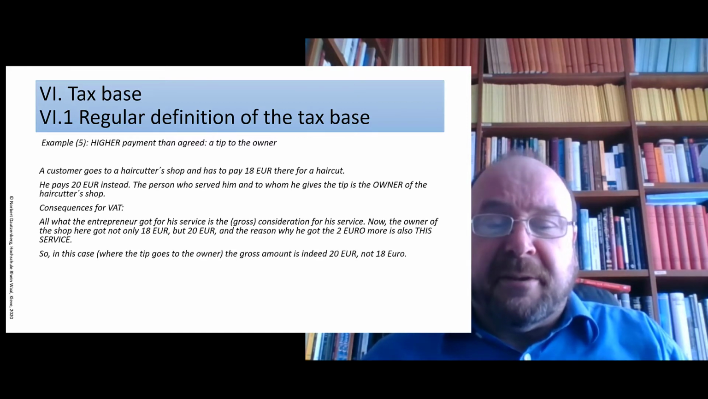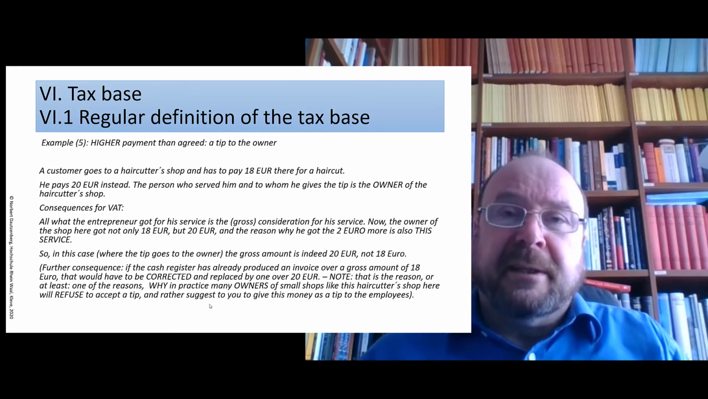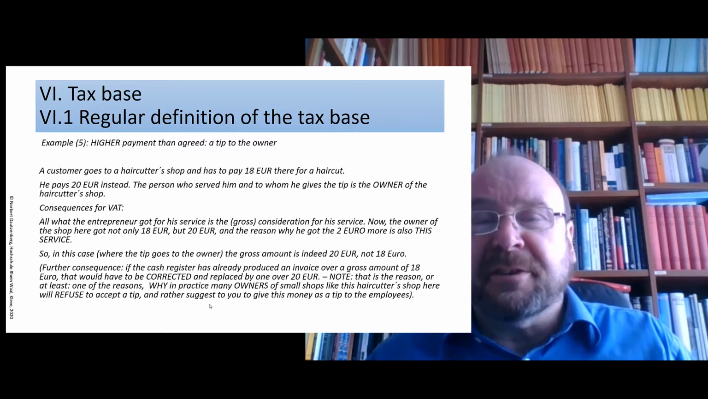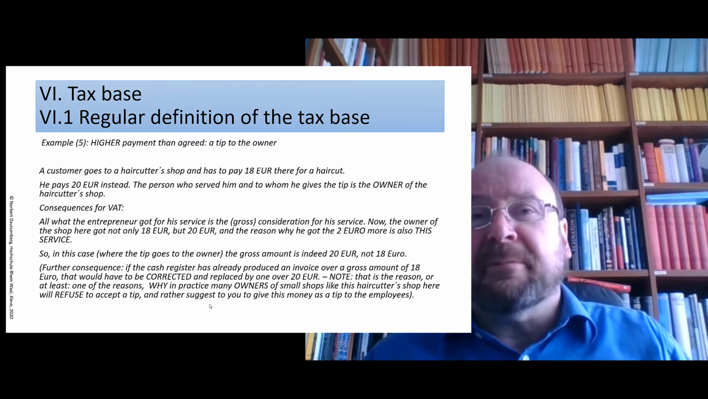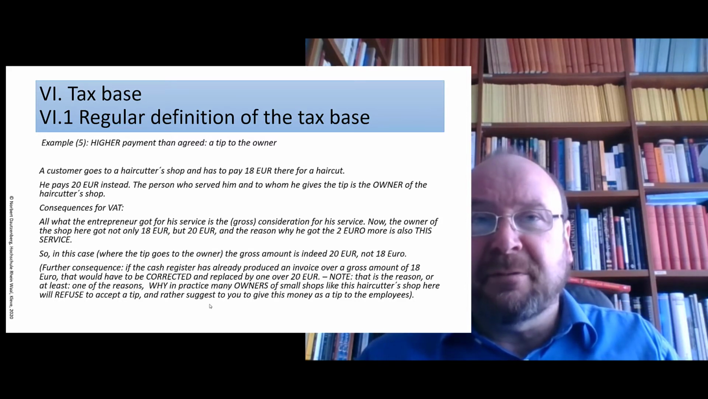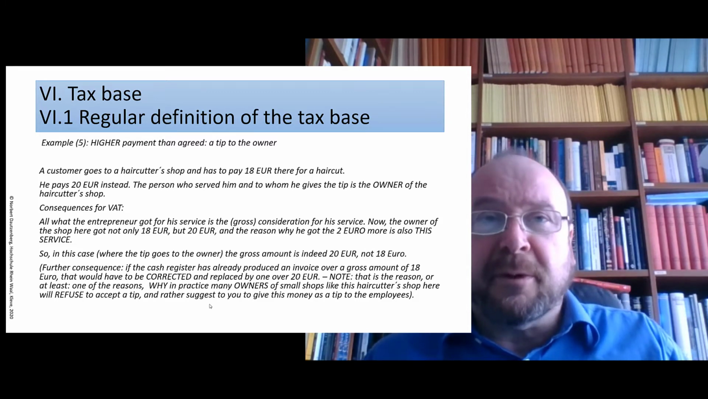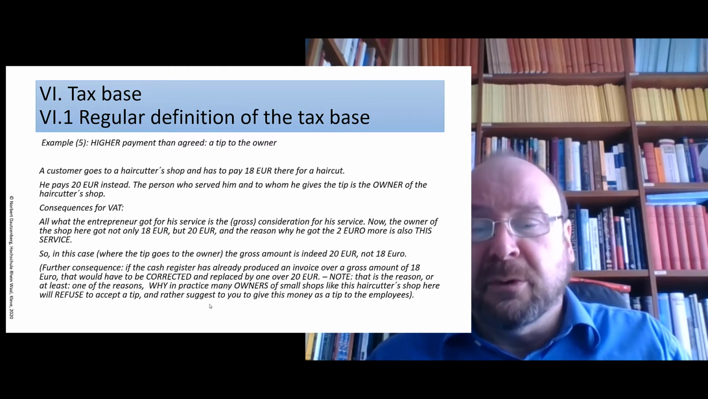So gross amount is clearly 20 euro, not 18. So a further consequence: you have to register the additional 2 euro in the cash register, or write them down, or have them in your bookkeeping. At least, if you hide them, that would be a case of tax fraud with regard to the value-added tax, which is due on that additional 2 euro.